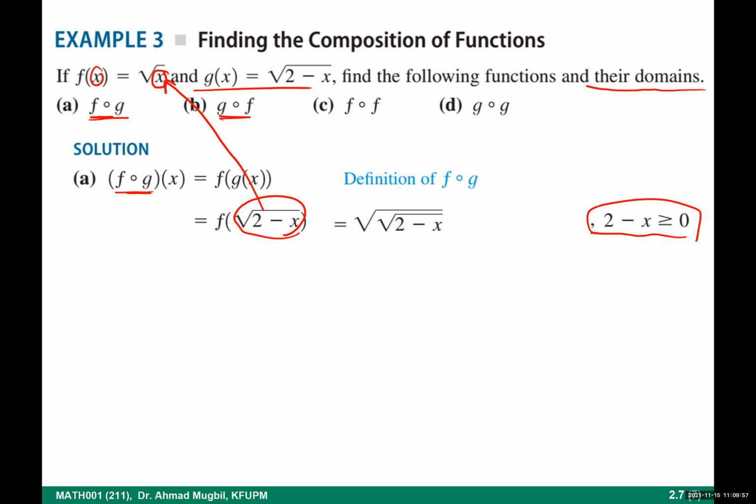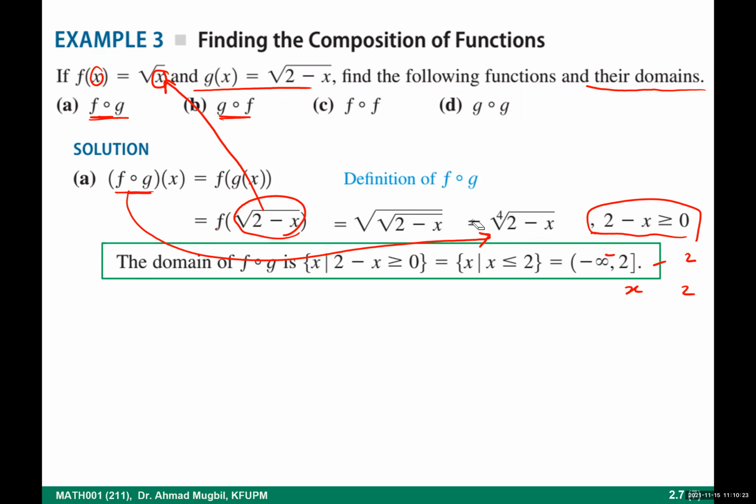Now in this step, we'll just simplify. The square root of the square root will be the fourth root of 2 minus X. And according to that, this is the composition of F and G. And the domain is what? If you solve this one, what will you get? Negative X greater than or equal to negative 2, so X is less than or equal to 2, which means from negative infinity to 2. This is the domain of the composition F and G.